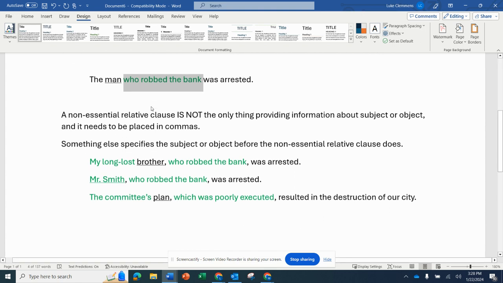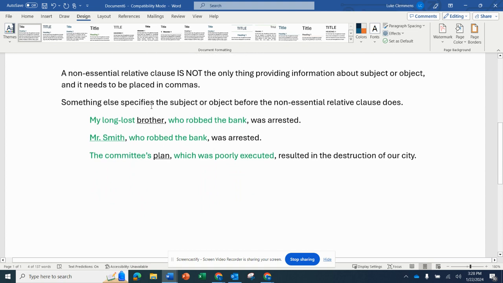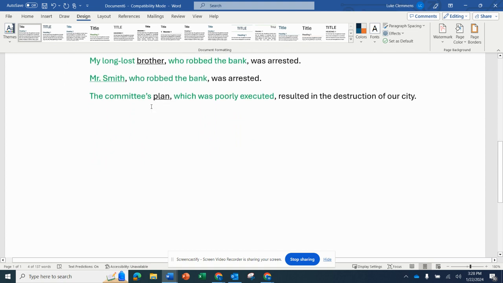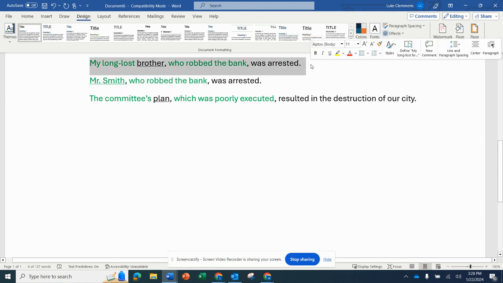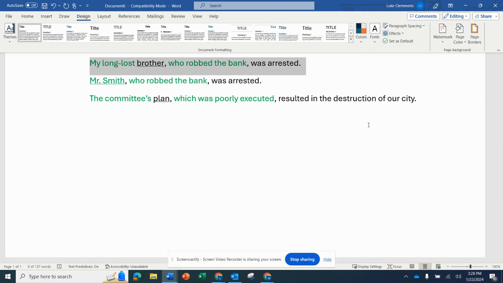However, let's jump down here. Okay, so I'm going to go ahead and skip right to this one. Okay, this example right here. If we change it a little bit, and instead of just saying the man, if I say my long lost brother who robbed the bank was arrested, okay, now it's a little different. So notice we have our relative clause right here in green, who robbed the bank, but I also put these words in green, my long lost. Now here's the reason I put those in green.